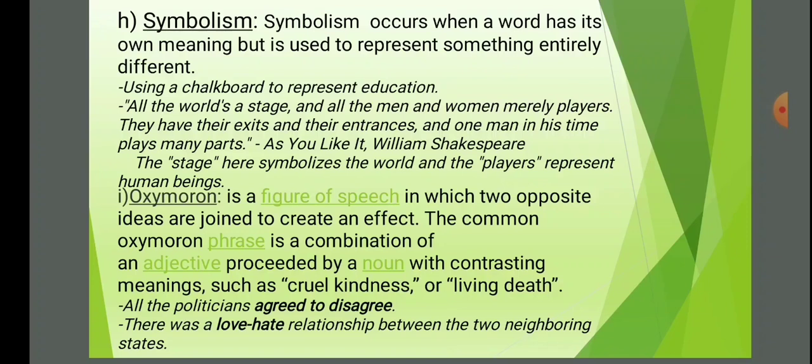You can see in the example, all the politicians agreed to disagree. They have all agreed to disagree on something. There was a love-hate relationship between two neighboring states. You can see love-hate, two opposite words are given, and these are given in a statement between two neighboring countries. There was a relation of love and hate. So this is about the oxymoron figure of speech.